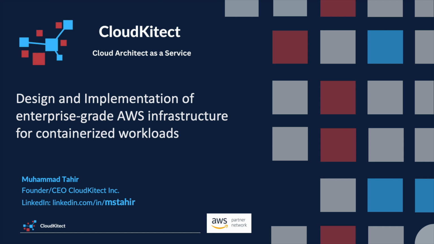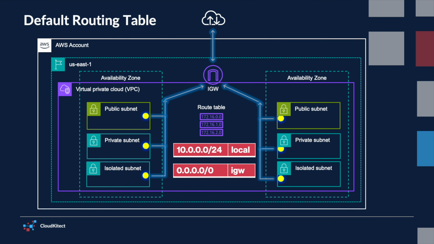Welcome everyone. In this session, we will learn how to better control your traffic within VPC using custom routing tables. We initially set up several subnets within our VPC to segregate public, private, and isolated resources. All these subnets were linked to the default routing table.